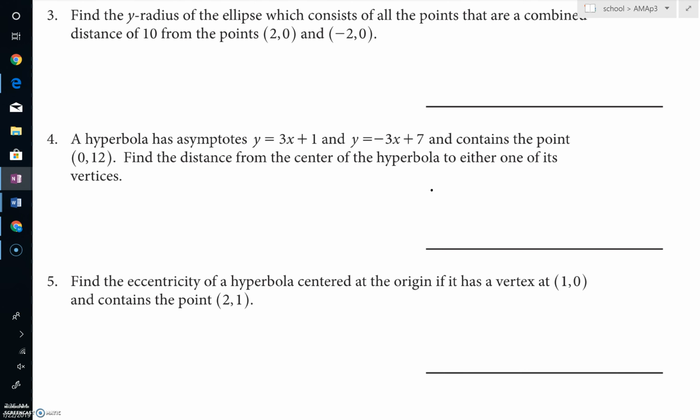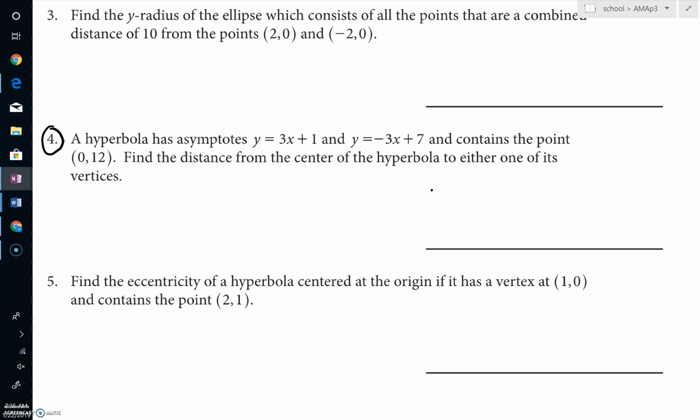Okay, so this is our math team review of conic sections. This one's to help you out, Archel. Number 4 is where we left off. We're picking back up. We're looking at hyperbolas.